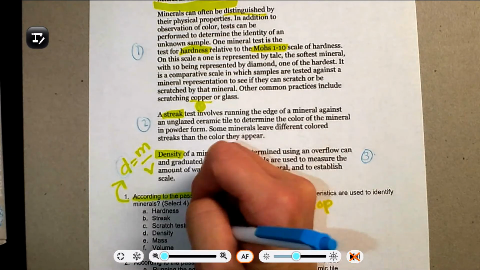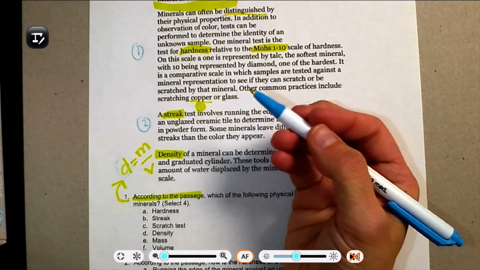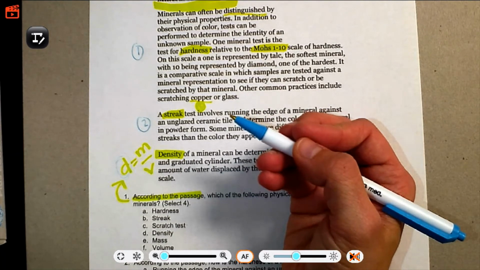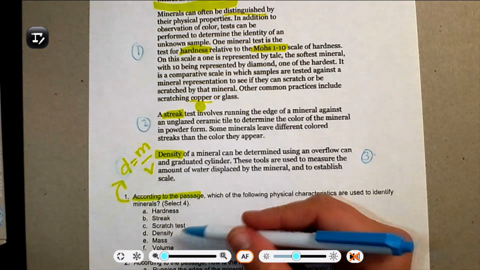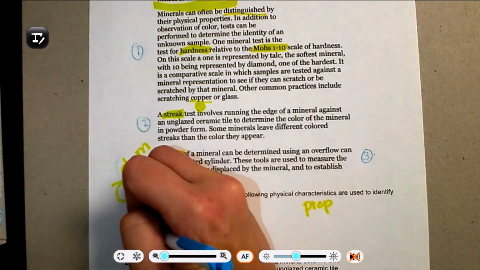Now you look at C and it says scratch test, and I'm guessing you could easily be confusing that with something else, but nothing up here was called a scratch test. So we know that C is incorrect.